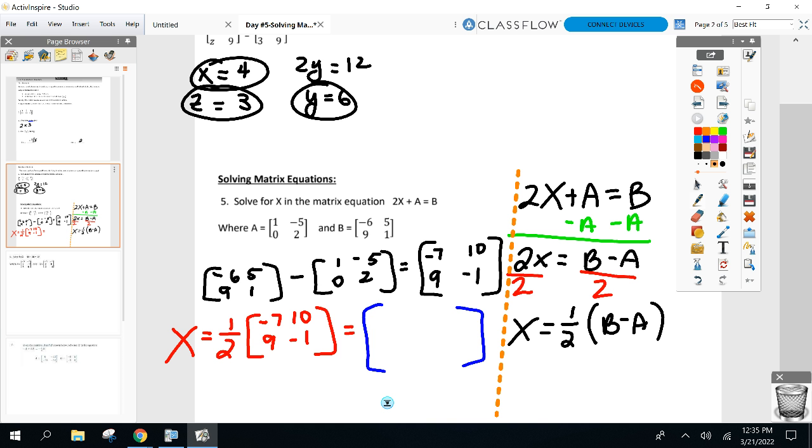Leave them as a decimal or fraction. I don't care. It will not bother me either way. And there's matrix X that fits in that equation. So if I multiplied it by 2, added A, I'll get B. All I want you to do is solve the equations first. Solve the equation for X and turn it into a question we did all last week.